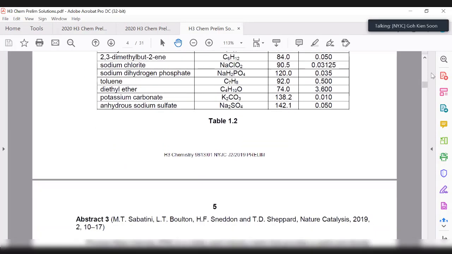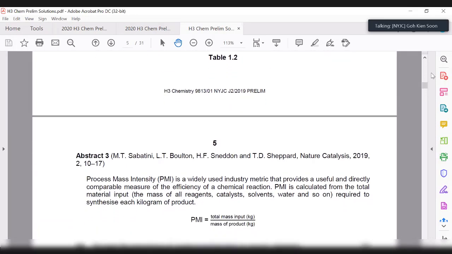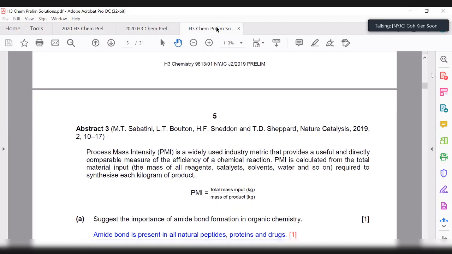Because in 2019, the only reference that we had was the specimen paper. According to the specimen paper, it was something like a comparison of the two abstracts, as well as some green chemistry, environmental chemistry kind of question. So I went on to search for this PMI formula, so that at least one of the questions can be calculating the PMI and comparing two methods to see which method is better. And yeah, that can be a question.